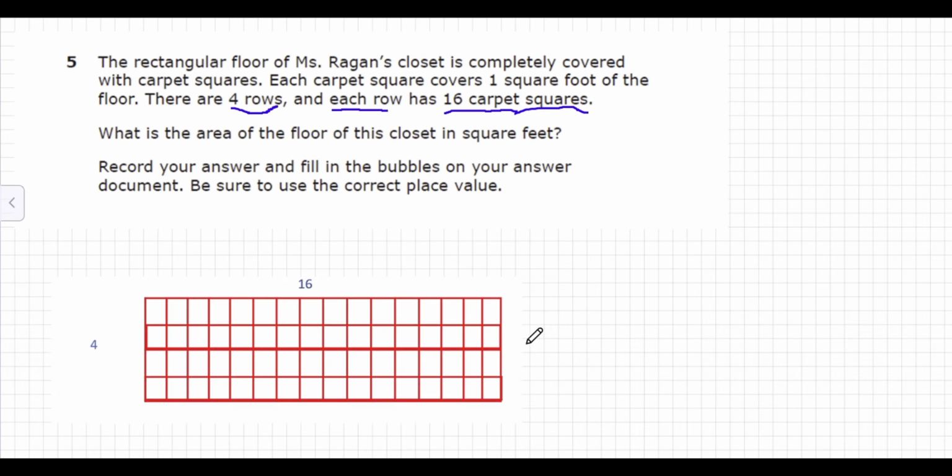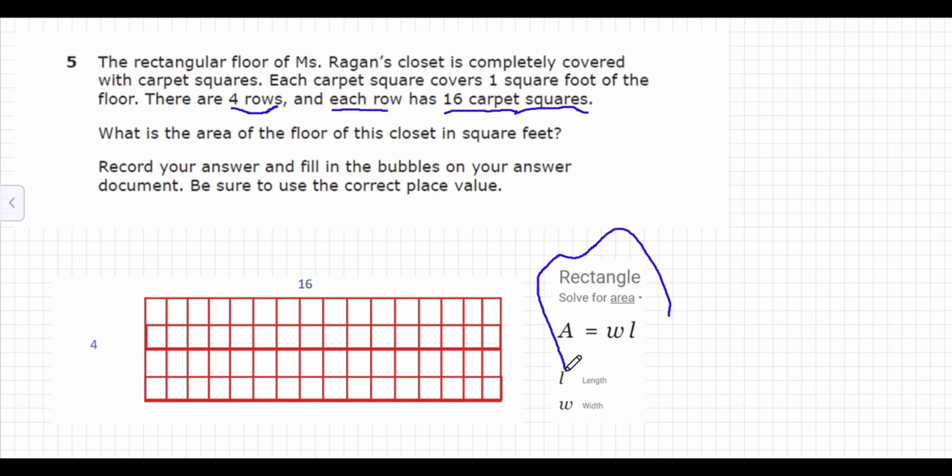We're going to draw a carpet with 4 rows of 16 squares each. The area of a rectangle equals width times length. Therefore, 16 times 4 is 64.